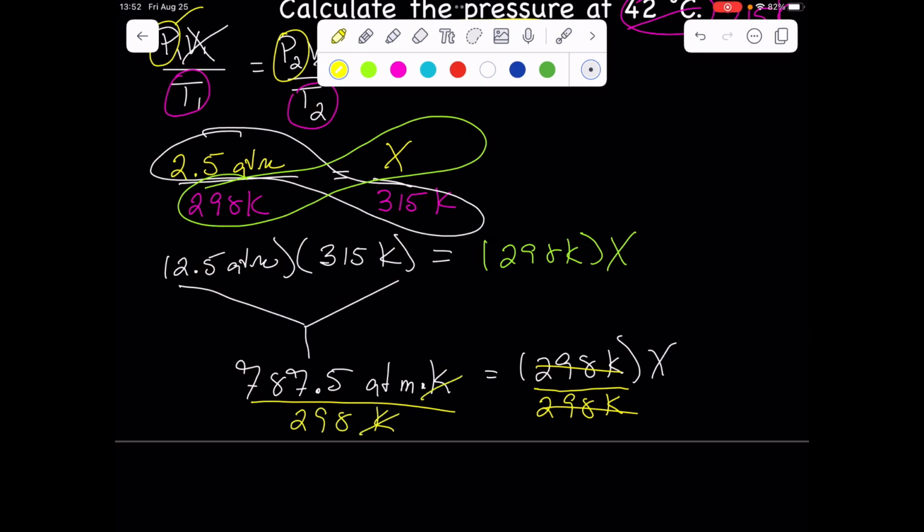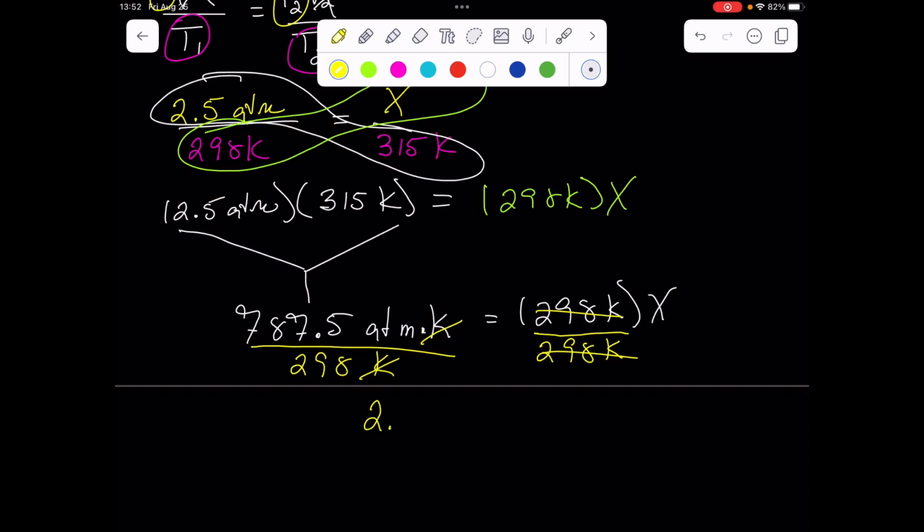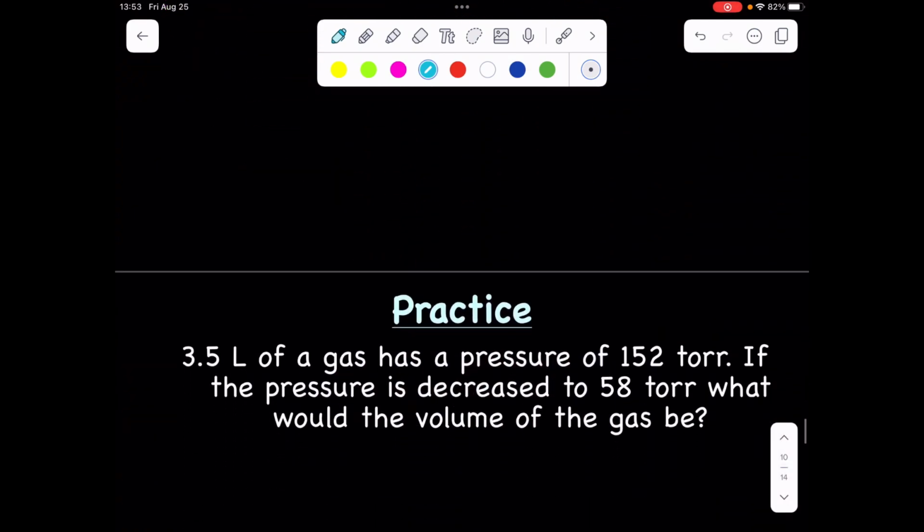That allows our K's to cross out. And when I calculate that, I got 2.6426, etc. atm. And I just want to keep two digits after the decimal. So the first number we're dropping is less than 5, so my final answer is 2.64 atm. So hopefully that's not too bad. All right, let's try another one.